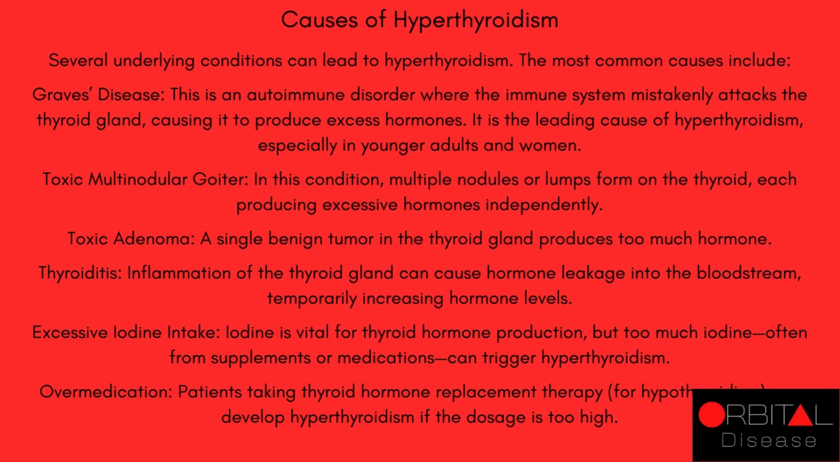Toxic multinodular goiter. In this condition, multiple nodules or lumps form on the thyroid, each producing excessive hormones independently. Toxic adenoma. A single benign tumor in the thyroid gland produces too much hormone. Thyroiditis. Inflammation of the thyroid gland can cause hormone leakage into the bloodstream, temporarily increasing hormone levels. Excessive iodine intake. Iodine is vital for thyroid hormone production, but too much iodine, often from supplements or medications, can trigger hyperthyroidism. Overmedication. Patients taking thyroid hormone replacement therapy for hypothyroidism can develop hyperthyroidism if the dosage is too high.